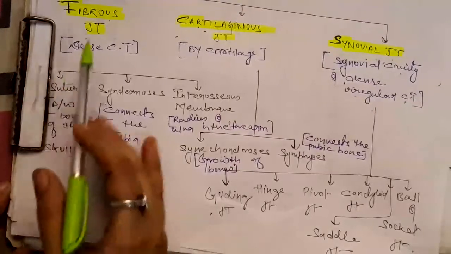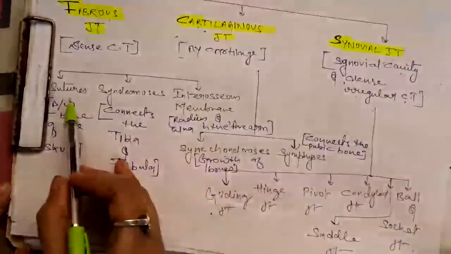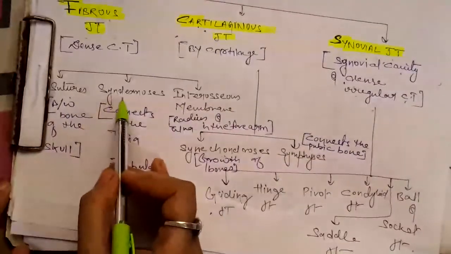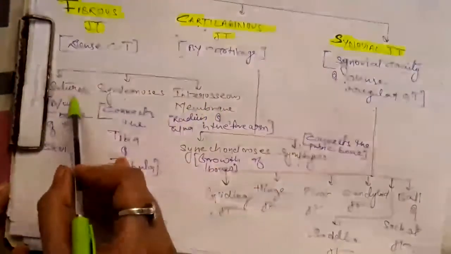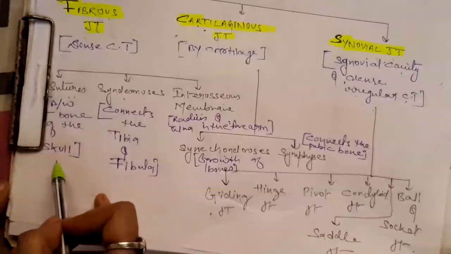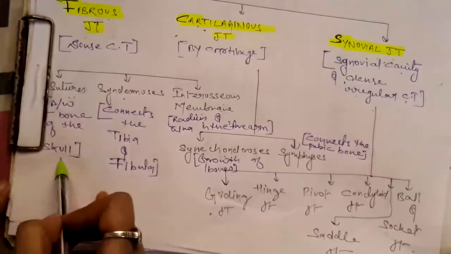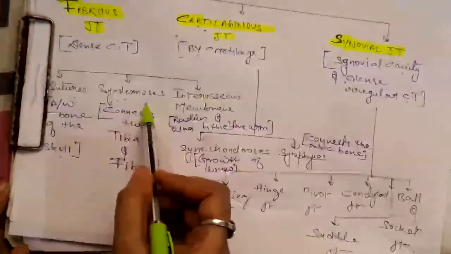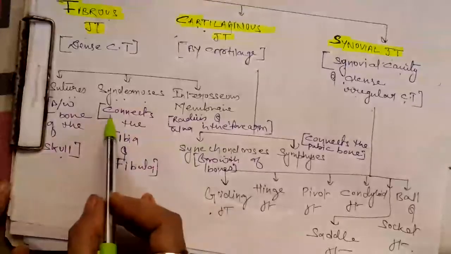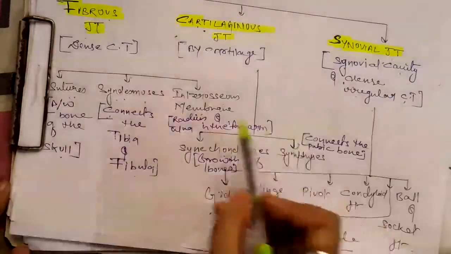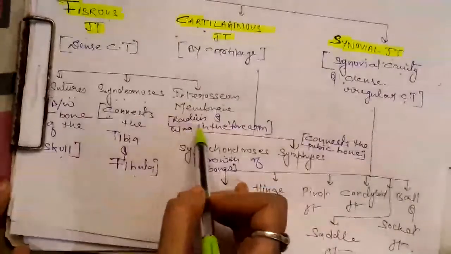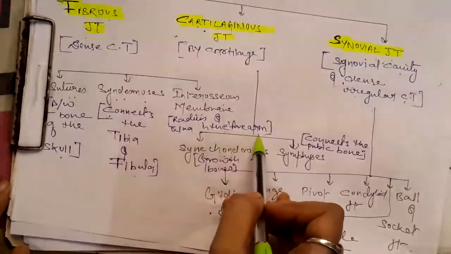Next we will see the types of the fibrous joint: sutures. The second one is syndesmosis, and the third one is interosseous membrane. The sutures are found in between the bones of the skull, the syndesmosis connects the tibia and fibula, and the interosseous membrane connects the radius and ulna in the forearm.